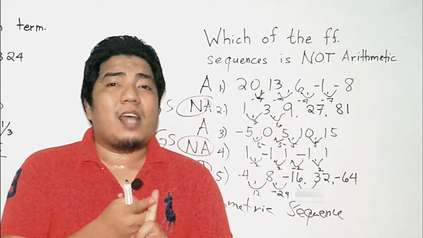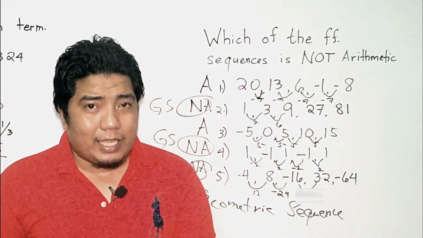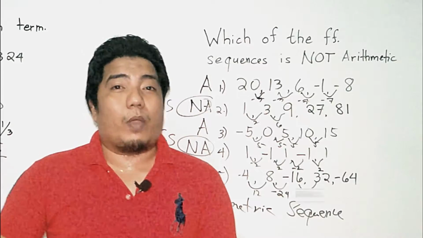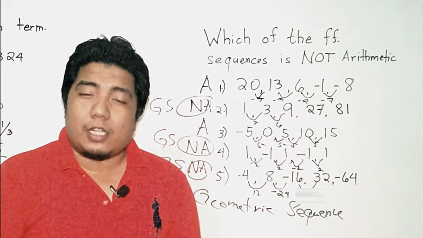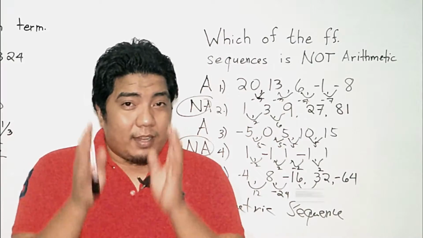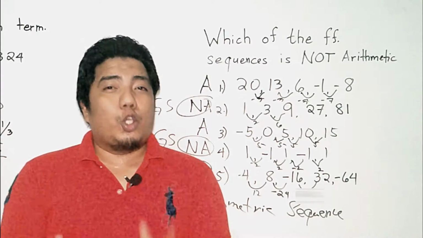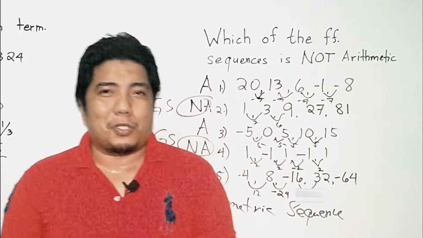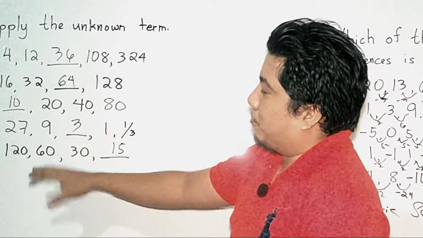Meaning, if it is not arithmetic, you cannot say that you already have a geometric sequence. There are also certain rules that we need to consider in order for a sequence to be geometric. Later on in this discussion, you will know what those rules are. Okay, now let's go here.